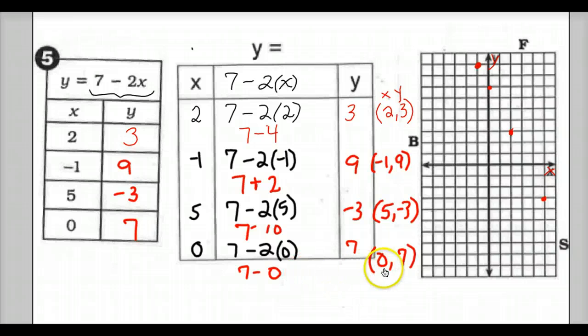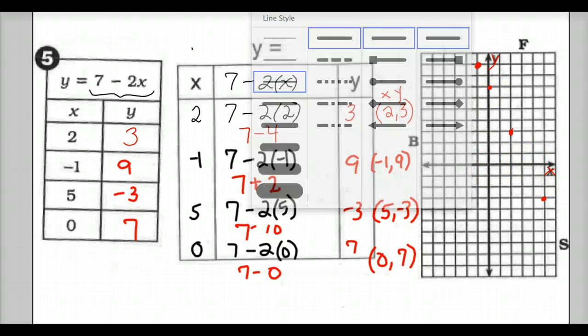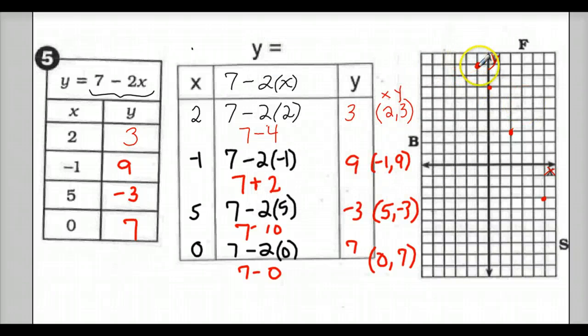Okay, so you should have gotten your ordered pair of (0, 7), and your point should be graphed right there. You don't go anywhere on the x-axis. You just go up to 7. And now we want to connect our dots with a nice long line.